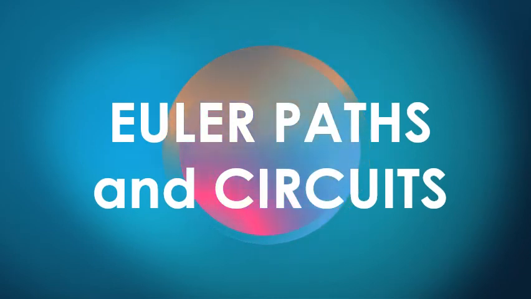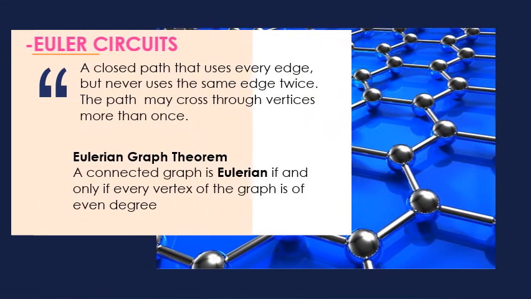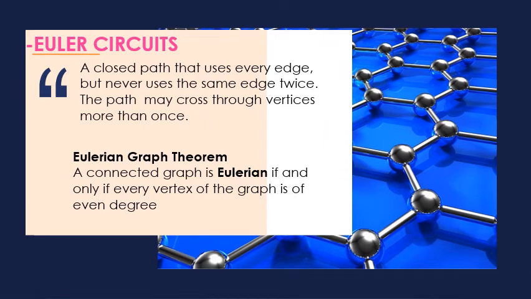Okay, now we have Euler path and circuit. So what is a Euler circuit? A Euler circuit is a closed path that uses every edge but never uses the same edge twice. The path may cross through vertices more than once.